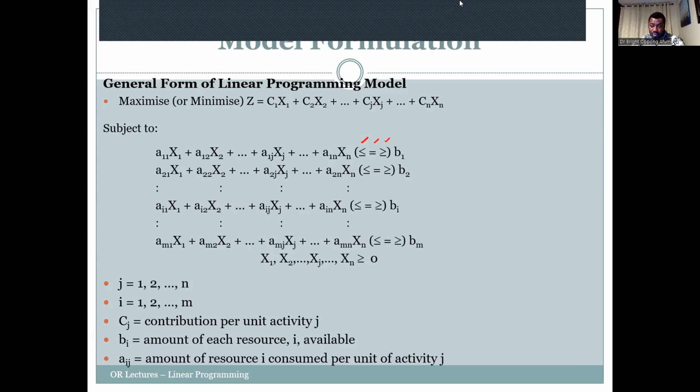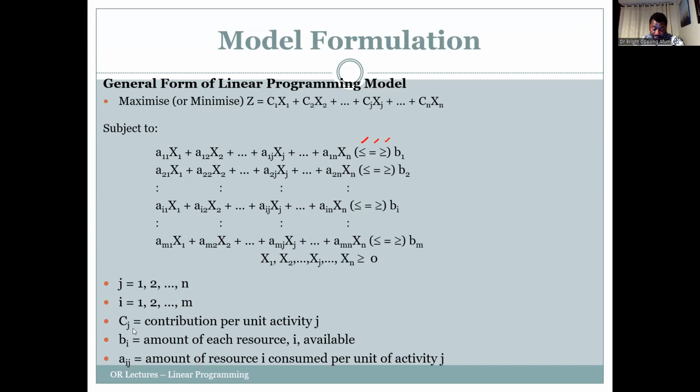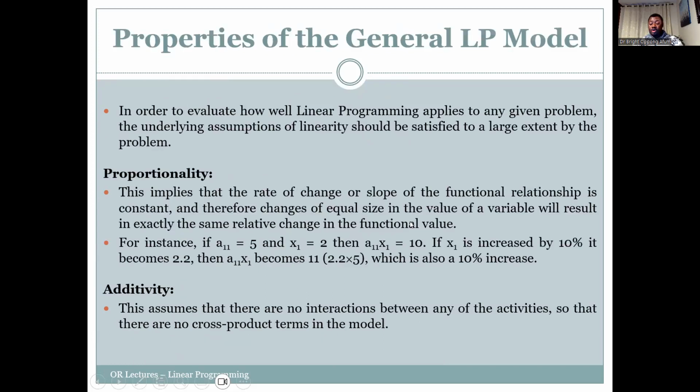And also CJ, contribution per unit activity. So these are the CJs. Very important. Note them here because we are going to use them in the future. The BI is the amount of resources available, and the AI is the amount of resources that are consumed by each activity, right? So that is a general form of the linear programming, right?